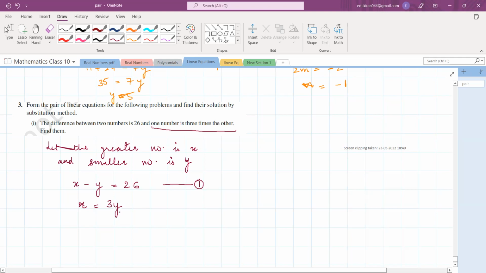Yes, ma'am. Okay. So this is your equation number 2. Now find them. So this is simple. You are directly having the value of x here, correct? So substitute this value of x in equation number 1.